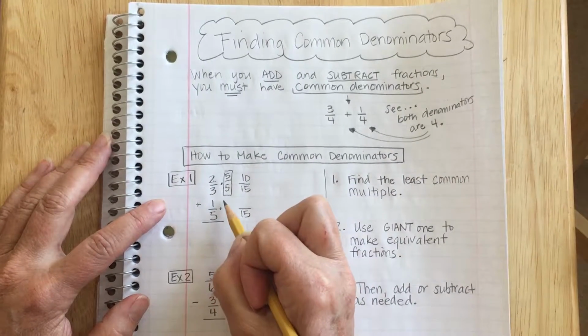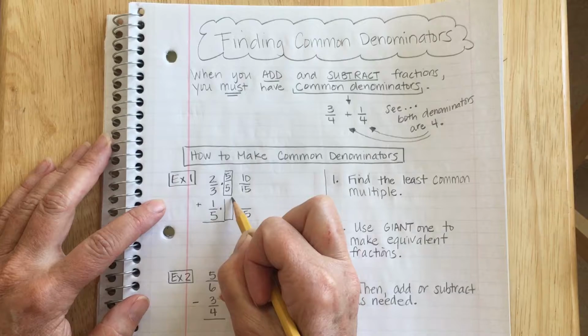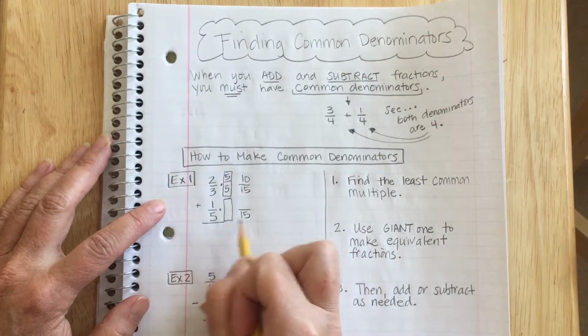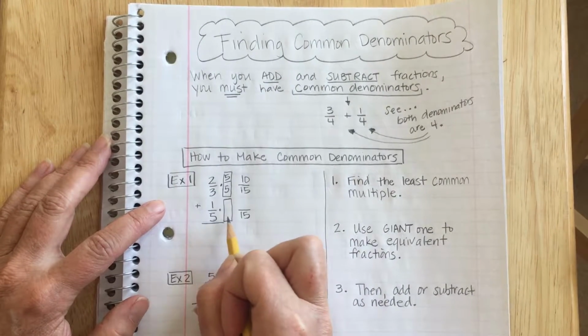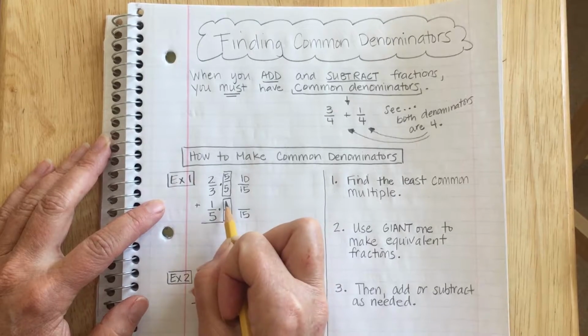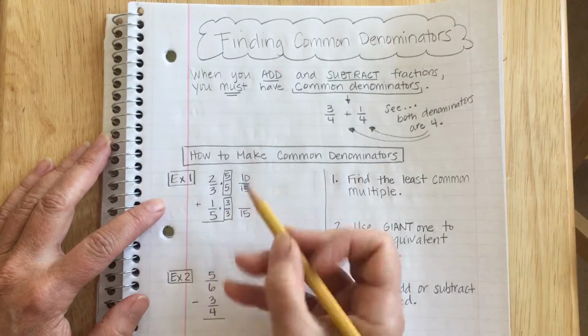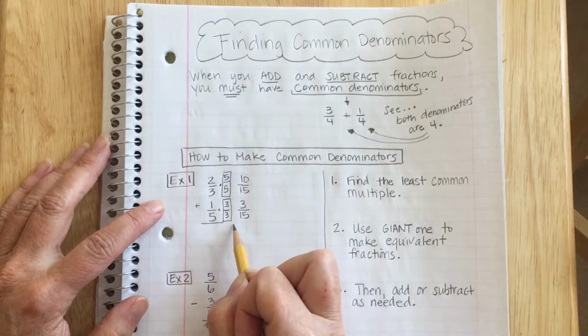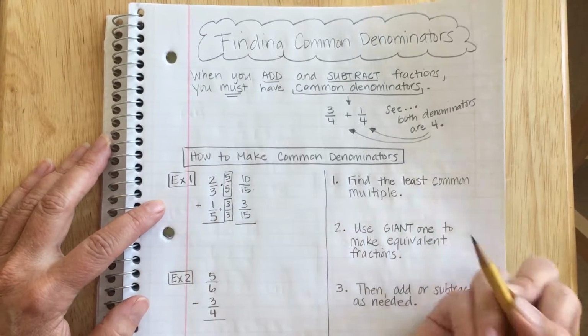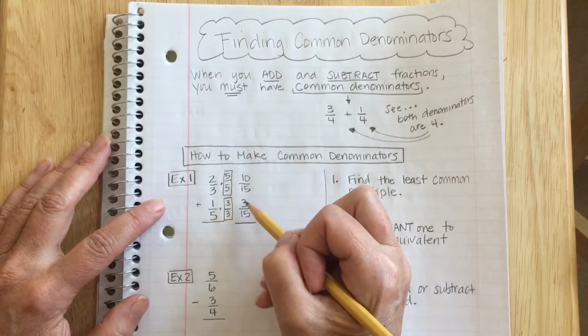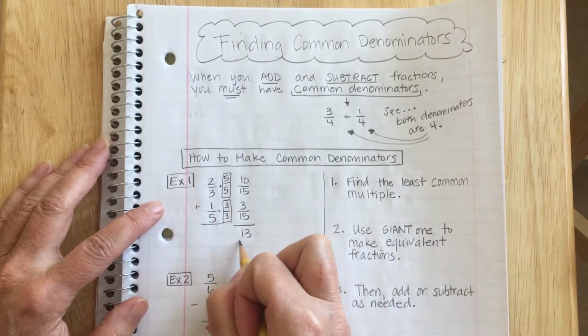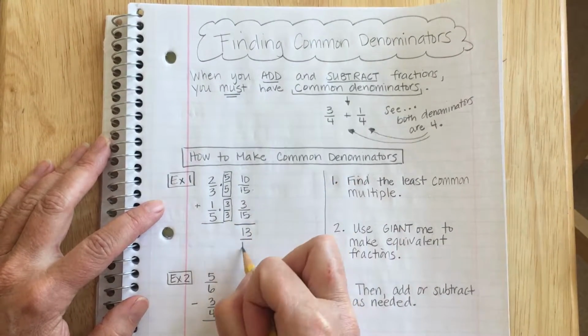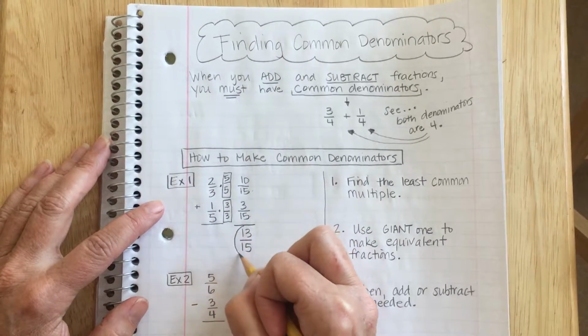I'm going to do the same thing for 1/5. I need to multiply by a giant 1. In order to get from 5 to 15, I know I need to go 5 times 3, so that is going to be my giant 1. Now I know 1 times 3 is 3. And then since I have common denominators, I can now add. 10 plus 3 is 13. I keep my denominator 15, and I'm done.